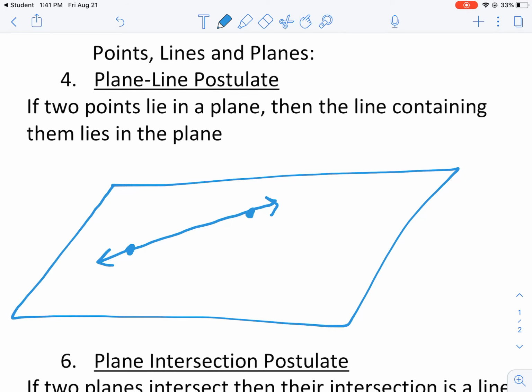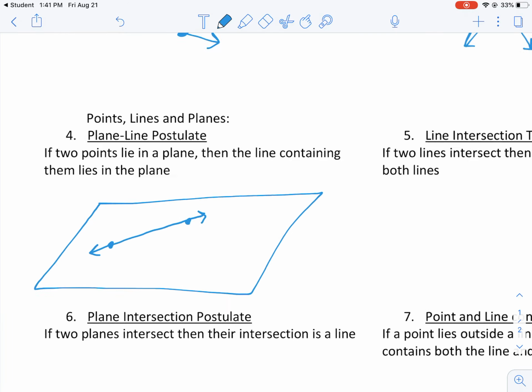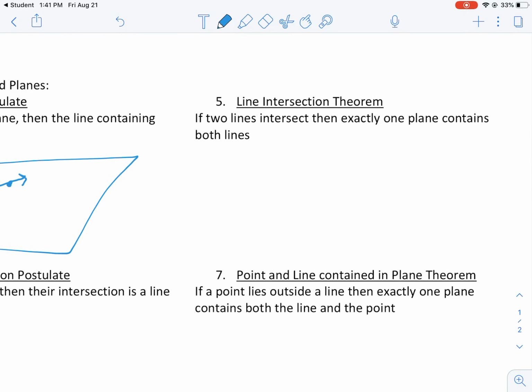The line can't go up, right? Because if it could, then that would mean one of those points weren't in the plane. So again, this line has to be in that plane, all right? That's one that makes sense to us, okay?